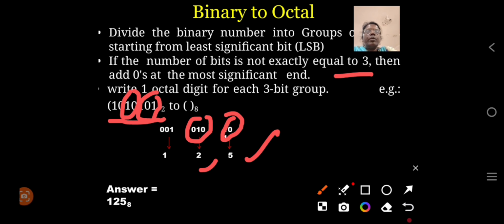Each octal digit should be replaced with 3 bits, so in the MSB position we have to add 2 more zeros. So we get 001, which is equivalent to 1 in octal. This is how we convert binary to octal. The simple procedure is that the given binary number is divided into groups of 3 bits, and each 3-bit value is replaced with the corresponding octal digit. So in this example, 1010101 is equivalent to 125 in octal.